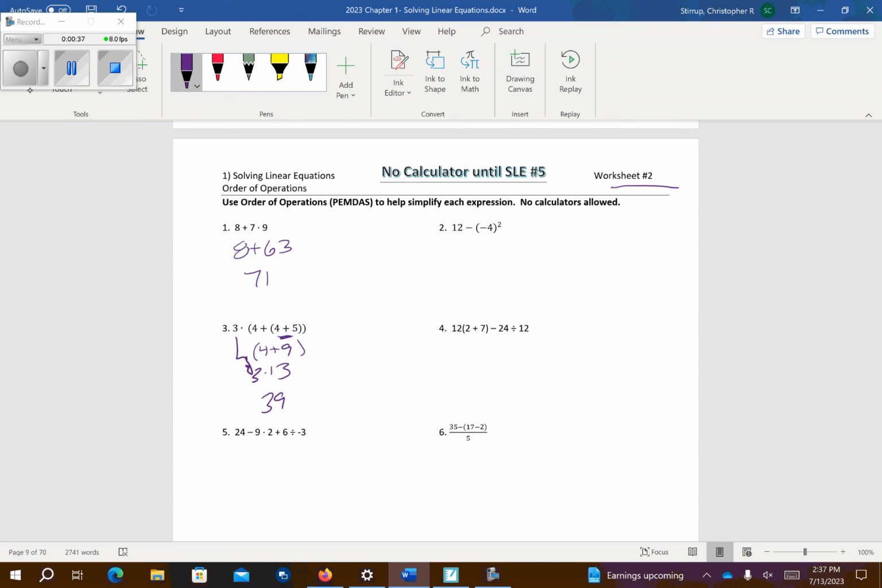Number 5, order of operations. Well, let's take care of this first. So it's going to be 24 minus 18 plus, and then 6 divided by negative 3. 6 divided by negative 3 is negative 2. Now we can go ahead and add things up. 24 subtract 18, that gives me 6. And 6 added to negative 2 is going to give me 4.